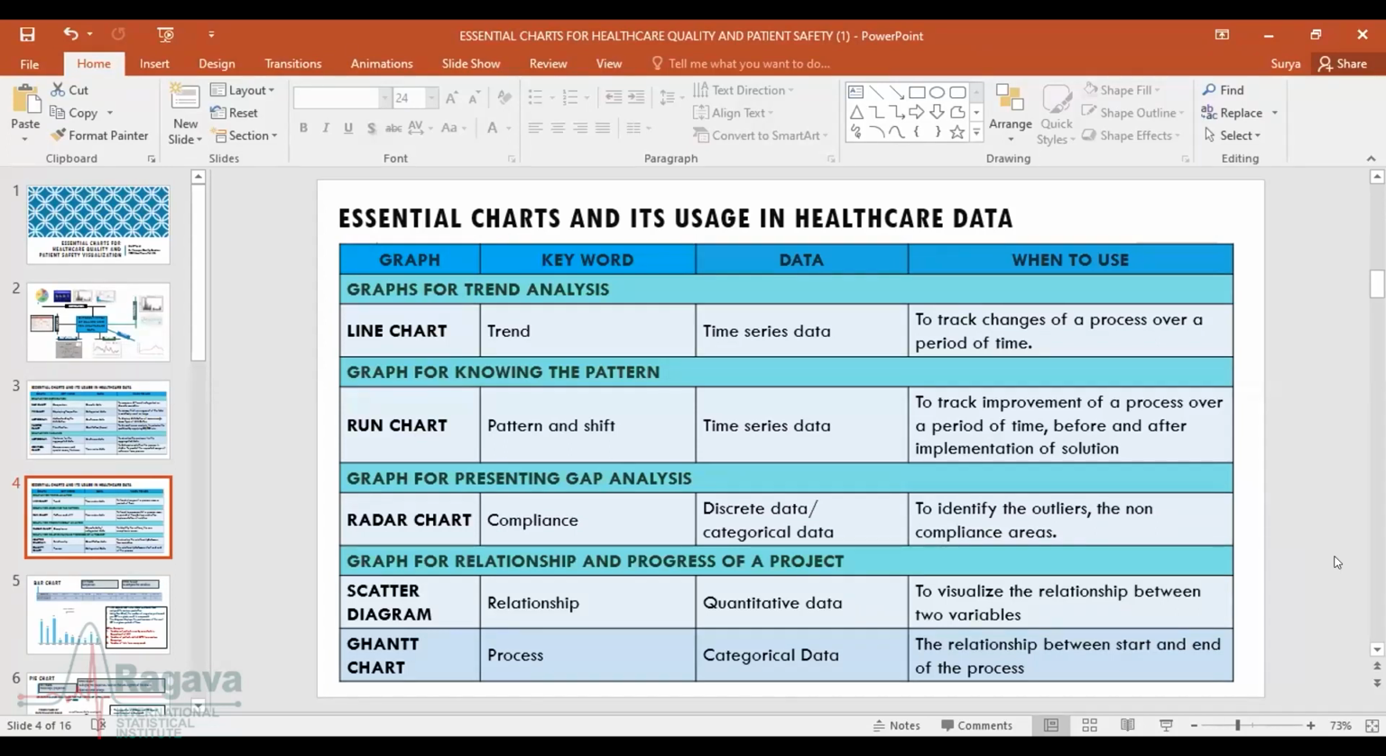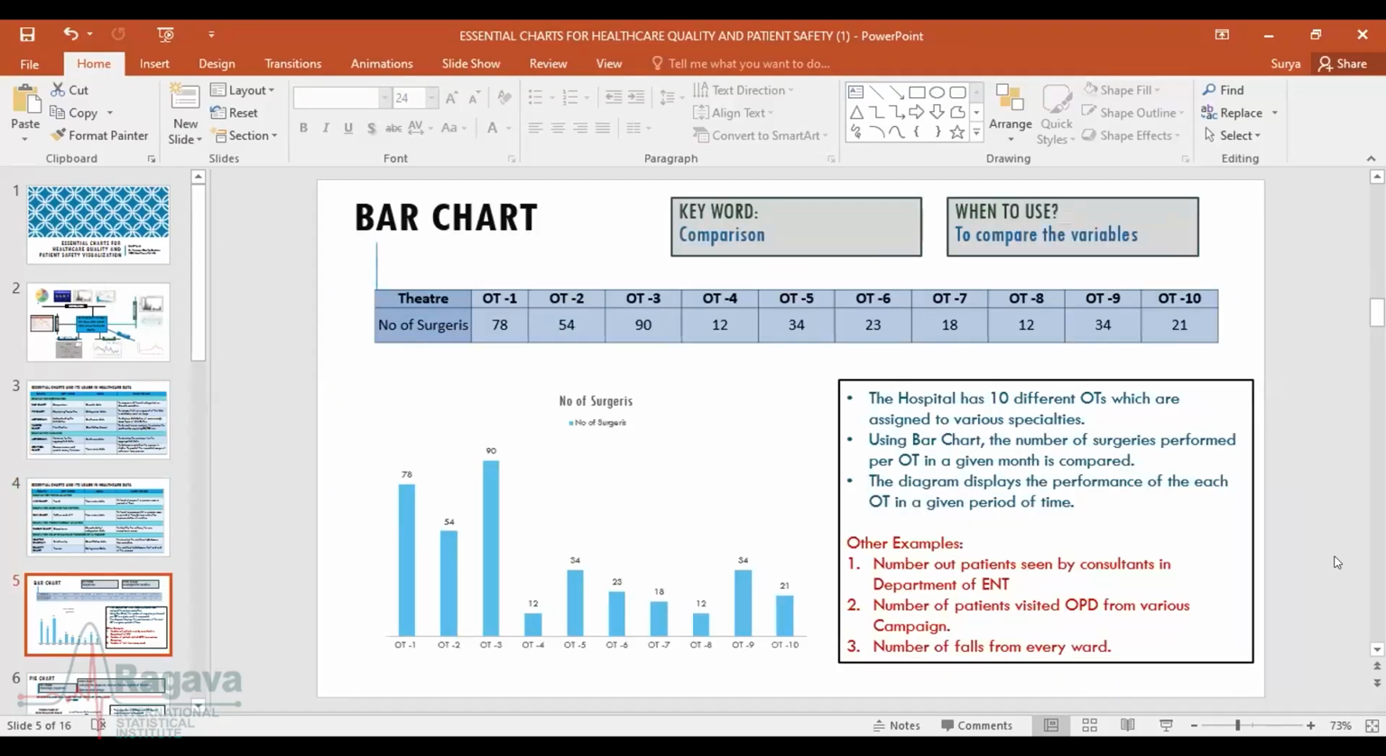So these are all the different types of charts we can use for the different types of data we are collecting in our day-to-day quality life. And these are all the times when we are using those charts. So now we will go one by one in detail, starting with the bar chart.